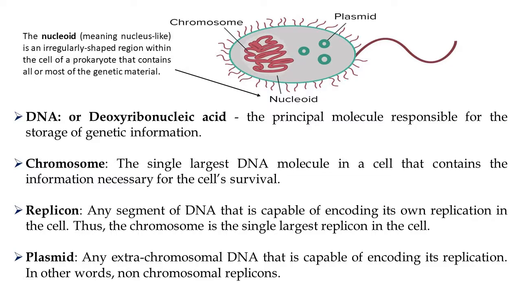Now, plasmids are small extrachromosomal DNA entities. They have the ability to replicate on their own. They do not require the chromosome for any help in that. They are basically non-chromosomal replicons. Some plasmids have certain extra genes within them which confer special characteristics on a particular bacterial cell.